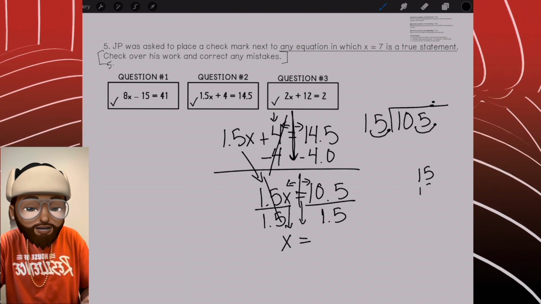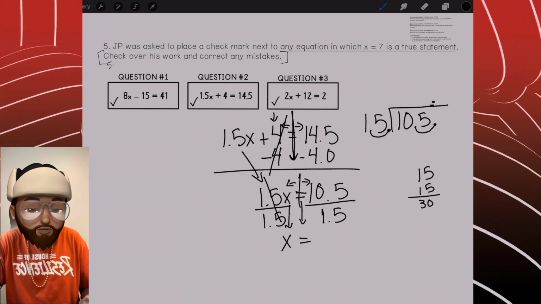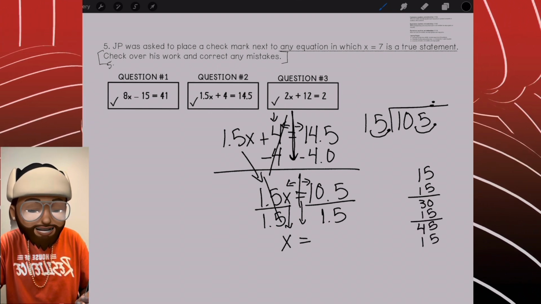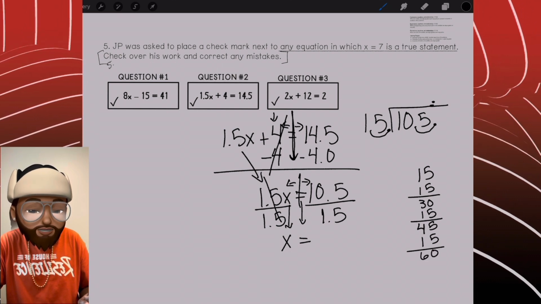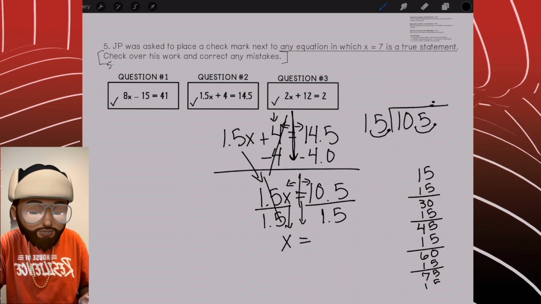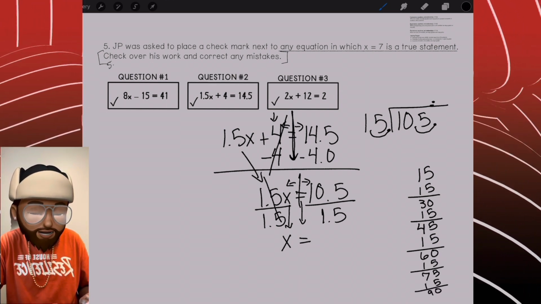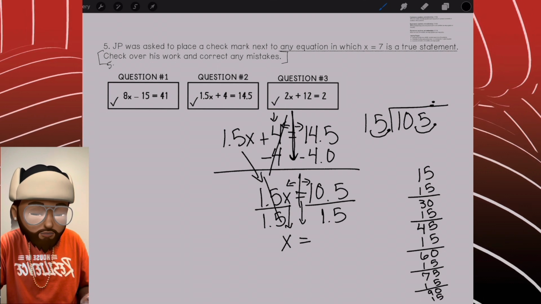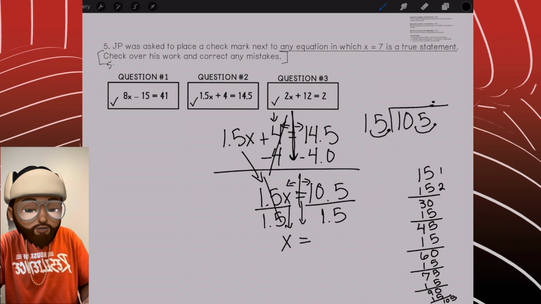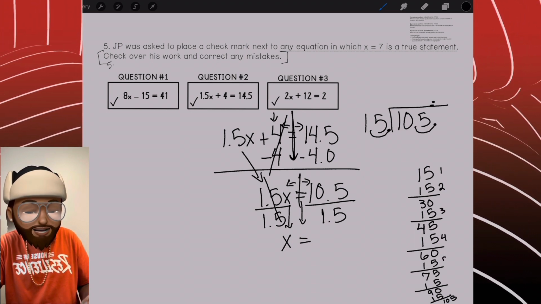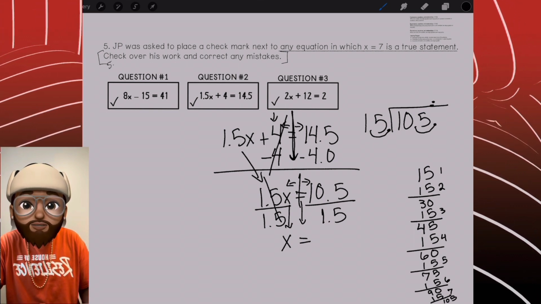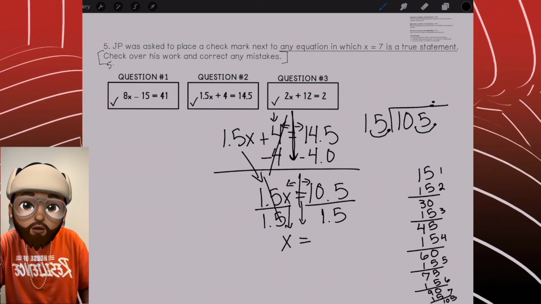15 plus 15 equals 30. 30 plus 15 is equal to 45. 45 plus 15 is equal to 60. 60 plus 15 is equal to 75. 75 plus 15 is equal to 90. 90 plus 15 is equal to 105. So that was 1, 2, 3, 4, 5, 6, 7 15s. So we multiplied 15 times 7, and that would give us 105.